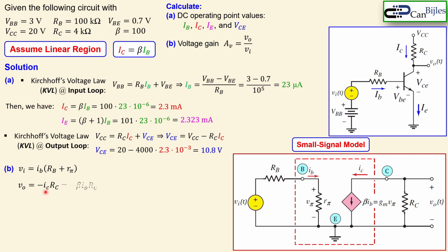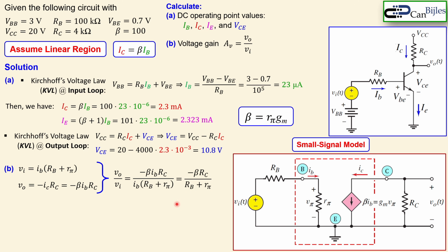But we know minus IC is equal to beta times IB, which is given here. Now, if we take this together and make the ratio of VO over VI, we can divide out the IBs. Then we have the following expression, which is minus beta times RC over RB plus R pi. This is now the expression for the voltage gain, and we can use it for the actual numerical value of the voltage gain. We also see the minus sign, so there is a sign inversion.